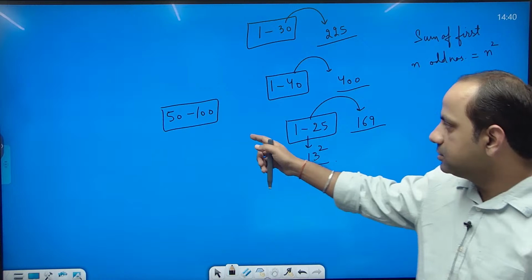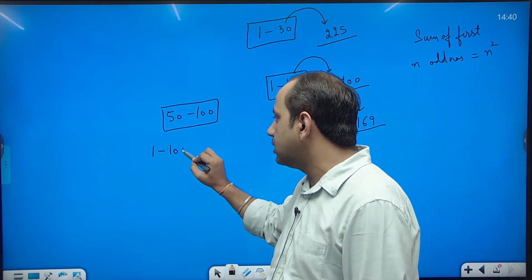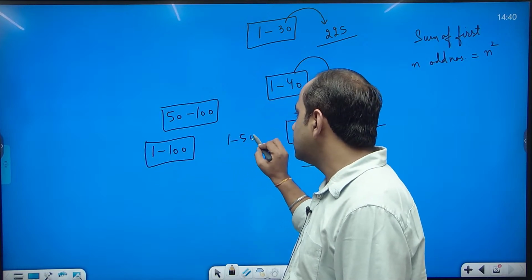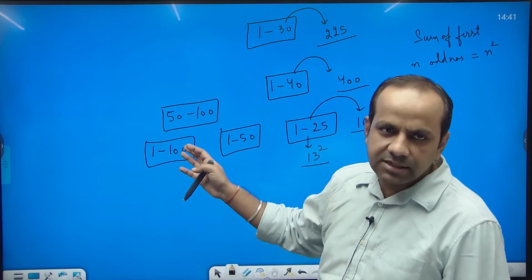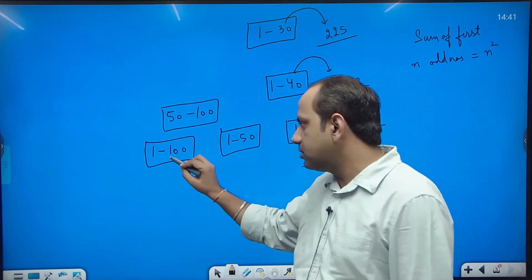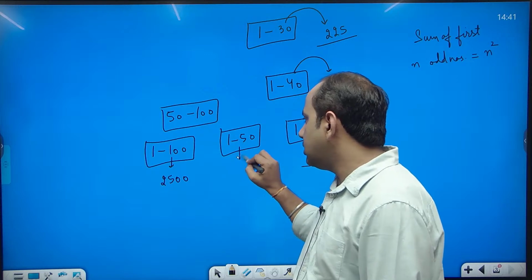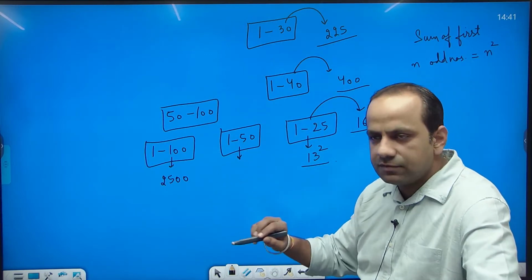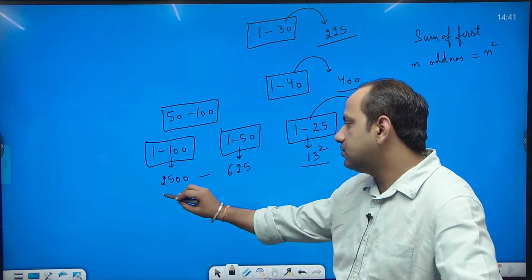how to calculate this? First of all, we will calculate the sum of odd numbers from 1 to 100. Then we will calculate the sum of odd numbers from 1 to 50. And then we will subtract them. How many odd numbers are there between 1 and 100? 50. And the sum of all those odd numbers will be 2500. How many odd numbers are there between 1 and 50? And the sum of all those odd numbers will be? So we have to subtract this, and we will get our final answer.